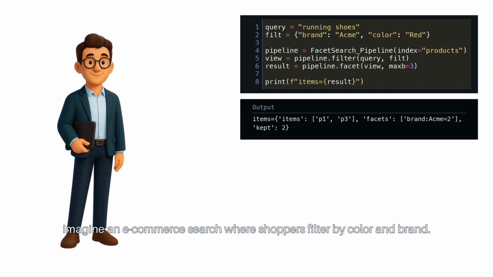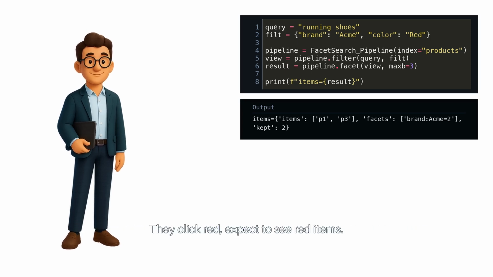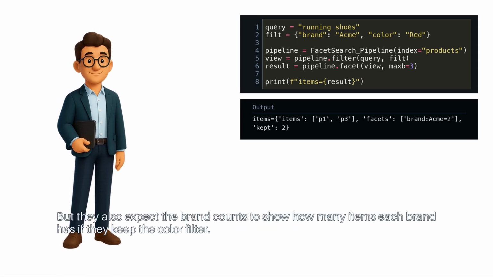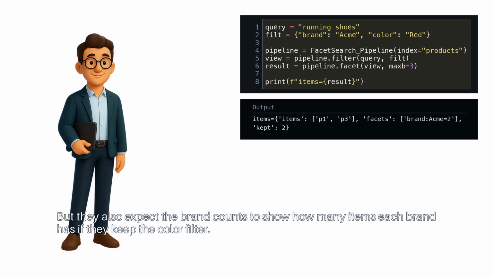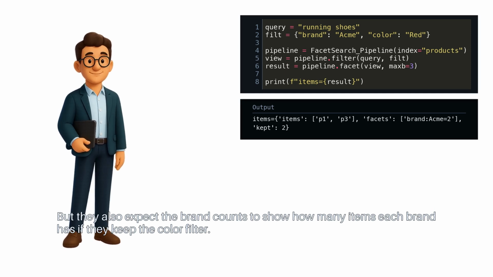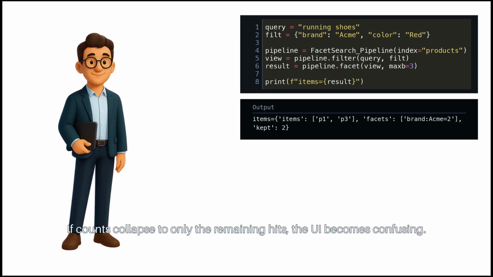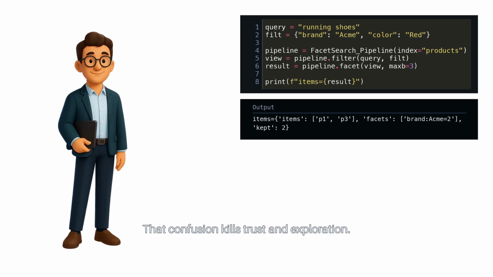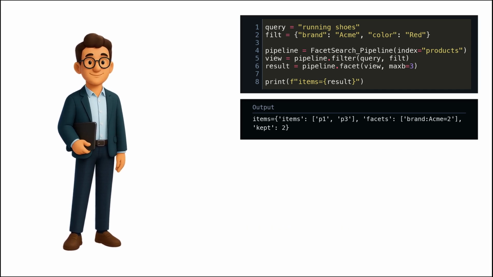Imagine an e-commerce search where shoppers filter by color and brand. They click red, expect to see red items. But they also expect the brand counts to show how many items each brand has if they keep the color filter. If counts collapse to only the remaining hits, the UI becomes confusing. That confusion kills trust and exploration.